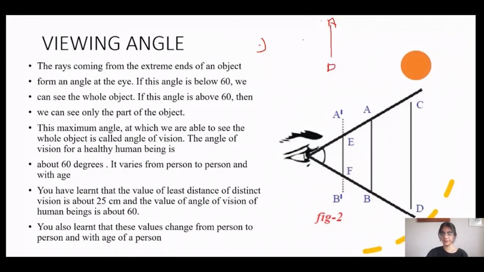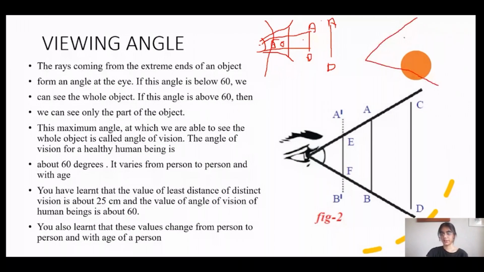You have AD, and this is AD here, and this is 60 degrees. Let's say the same object is now brought closer. This is AD now. So the angle that AD is going to form now is going to be greater than 60 degrees. This is the angle.